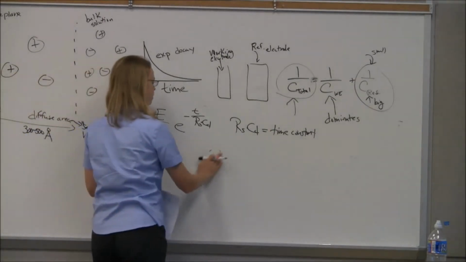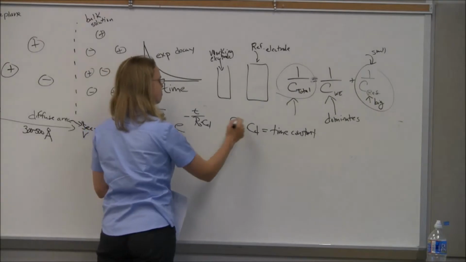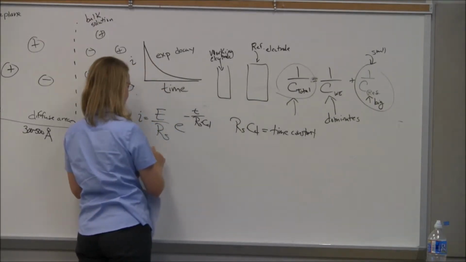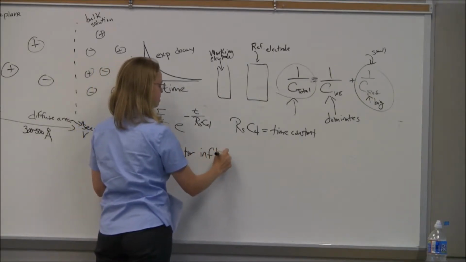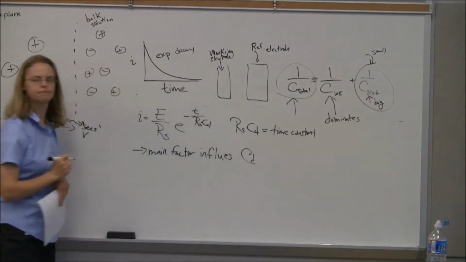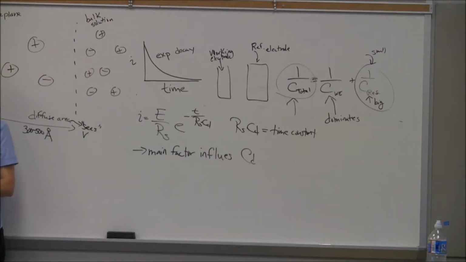so let's back up for a minute. What's the biggest thing? What's the main factor that influences double layer capacitance? I've kind of said it a couple times, so hopefully it's obvious. What's the biggest variable in your experiment that's going to influence the size of your double layer capacitance? What? Potential? Nope, not potential. We will talk about potential in a minute, but we're not talking about potential.